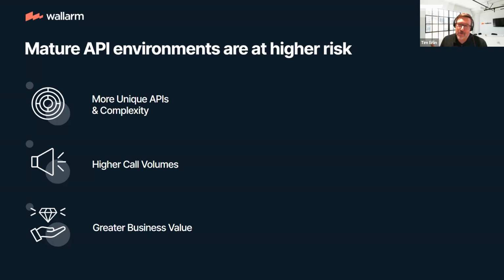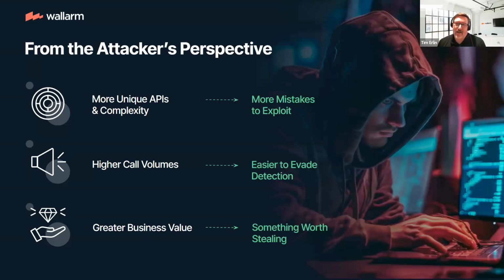Now, if you flip the perspective, this looks great. You're invested in APIs, you've got greater business value coming out of them that's driving their usage and their development and complexity. But if you're an attacker, these attributes have a different view. From the attacker's perspective, that complexity and growth in APIs leads to more mistakes to exploit. There's no doubt that increased complexity leads to configuration issues, to APIs that people might not know about. Those kinds of things are a boon for attackers.